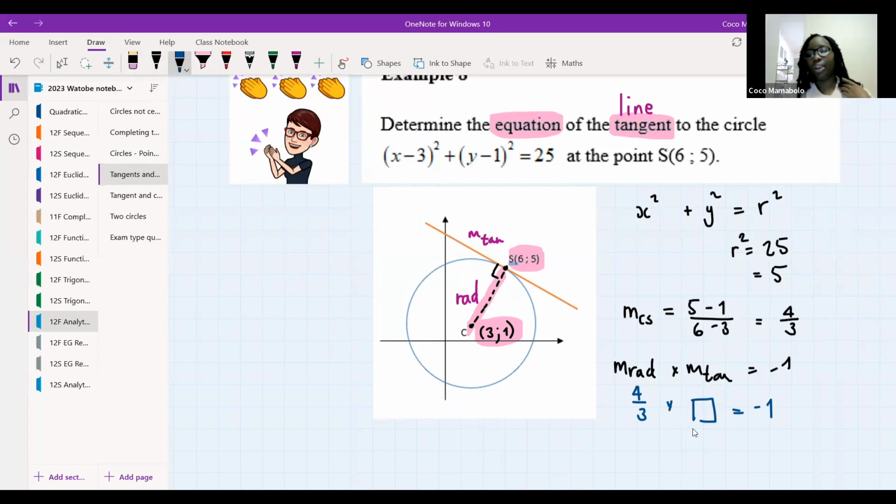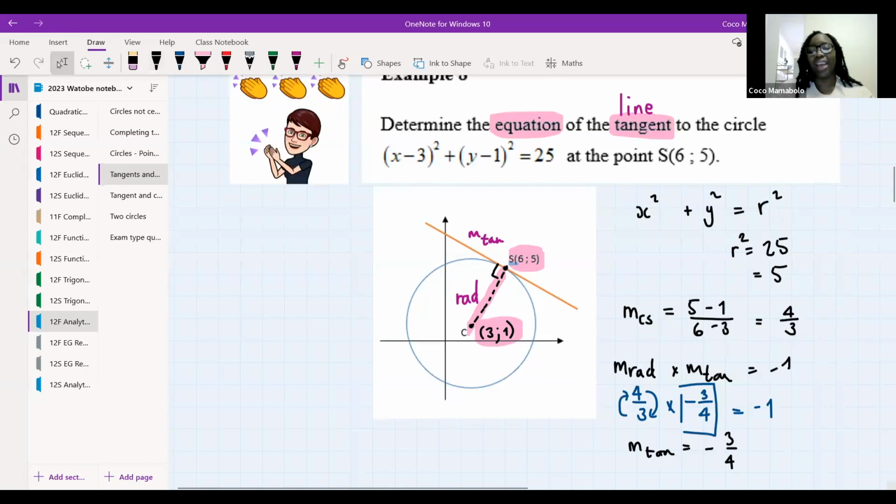Okay. Now, if we remember anything from grade 10 analytical geometry, we know what we can do here is we can just flip these two around. So make that 3 over 4. And if it's positive, we just make this one negative. If that one's negative, we just make the other one positive. All right, so the gradient of my tangent will be equal to -3 over 4. M of the tangent is equal to -3 over 4.